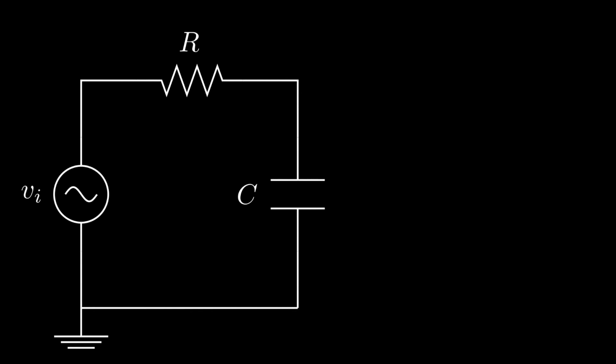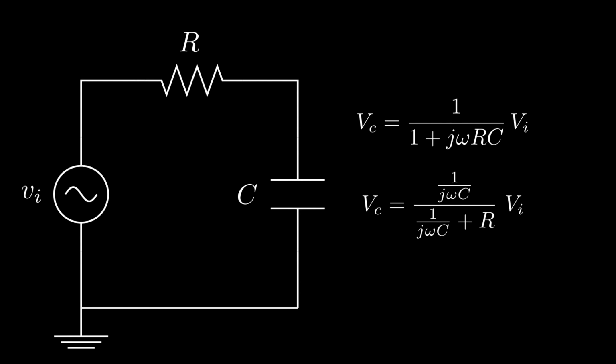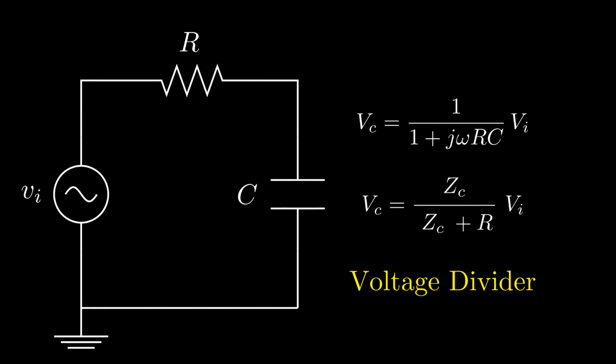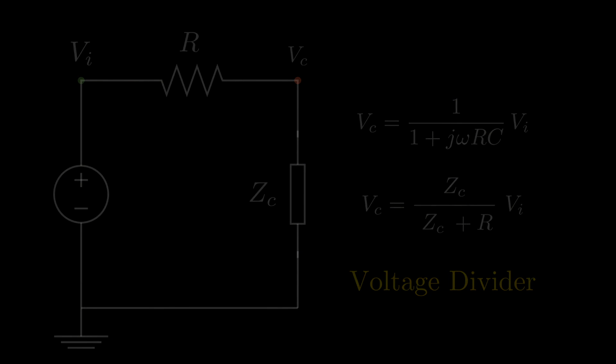Let's take a closer look at the complex magnitude Vc. Divide the numerator and denominator by the factor 1 by j omega c. If we write the factor 1 by j omega c as Zc, it looks exactly like a voltage divider circuit with a DC voltage source of Vi volts. And note, the node voltages of the circuit are represented as complex magnitudes. Something really interesting is happening here. Let's explore this a bit further.